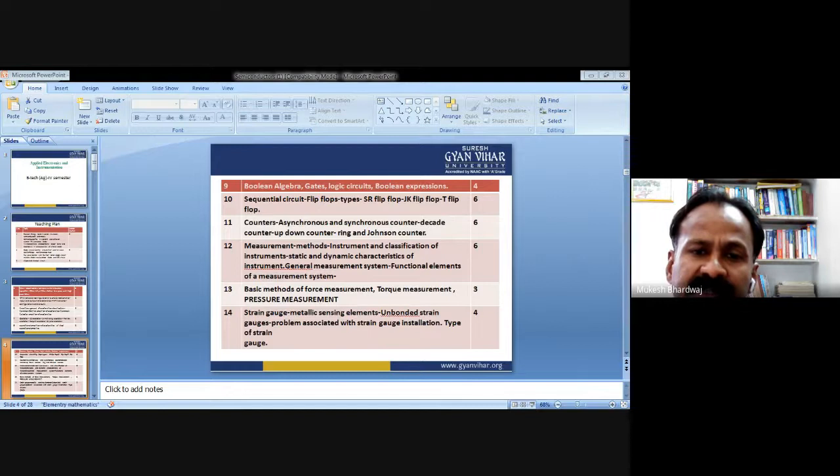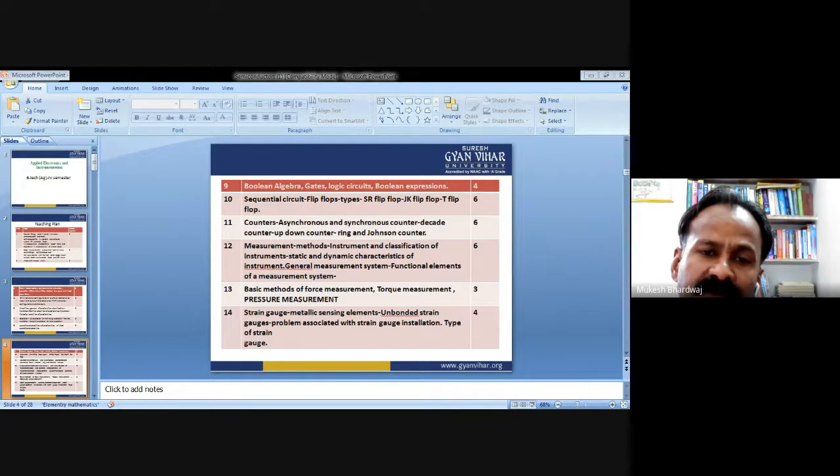The sequential circuits are flip-flop types, and flip-flops are again based on the logic gates, and are a part of digital electronics. Various types of flip-flops are there. These are basically memory devices or memory circuits, which are used for various purposes to get the output with respect to different inputs: SR flip-flop, JK flip-flop, T flip-flop, D flip-flop, and so on.